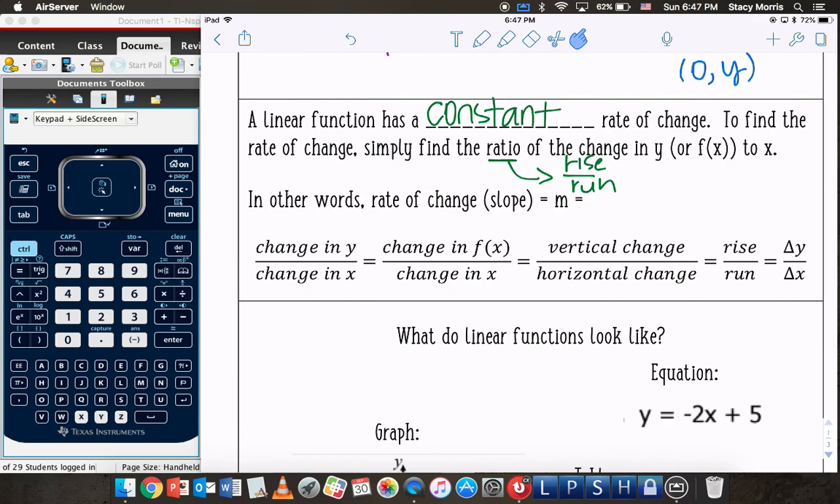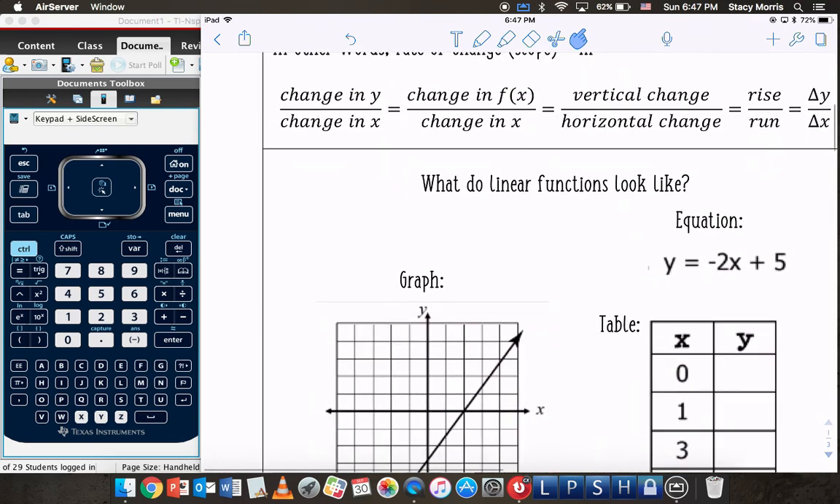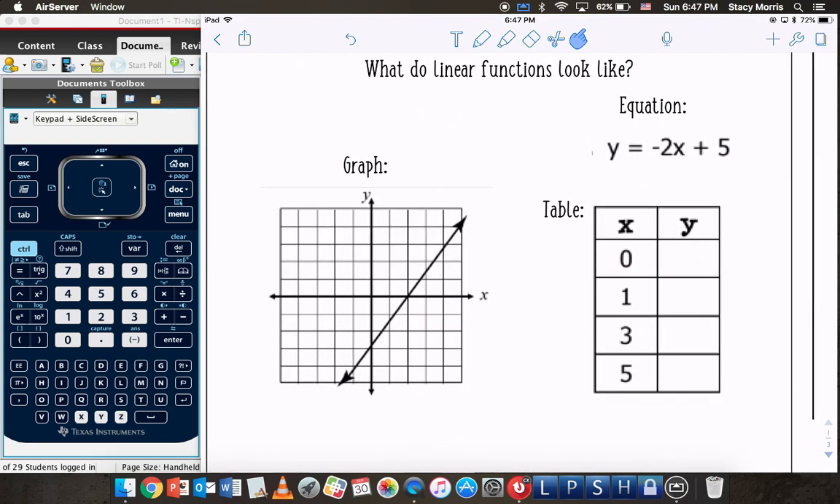So what do linear functions look like? There's a couple of examples there. First, a graph. A graph is just a straight line. It doesn't have to be a straight line that's increasing. It could be decreasing. It could be horizontal. It could be vertical, but it's a straight line basically. So a linear function is just a straight line.